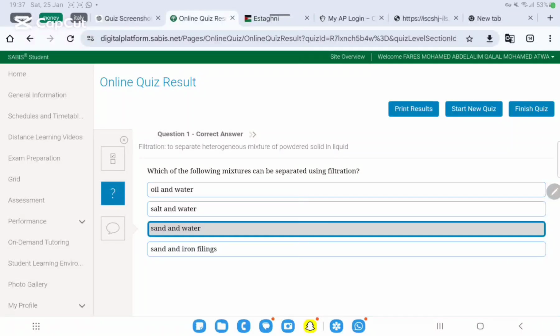Hi, this will be Chemistry CA Week 7. Which of the following mixtures can be separated using filtration?